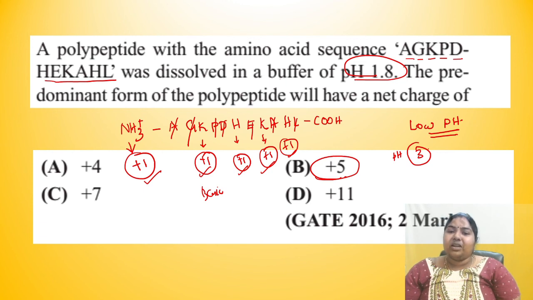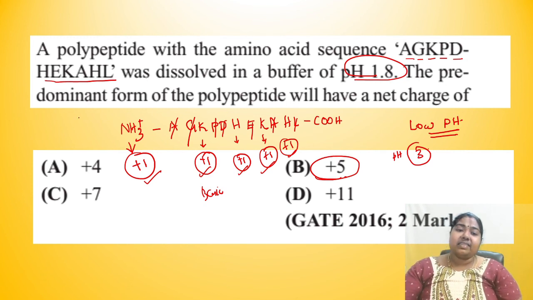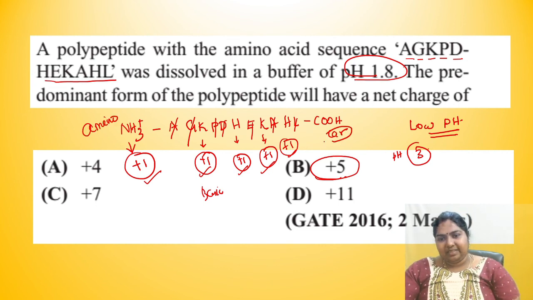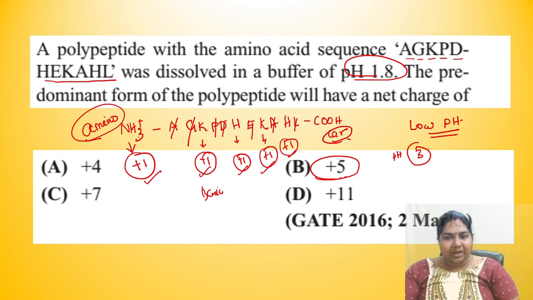So what are the points you should consider? First, you should consider that the peptide is going to contain an N terminus, the amino terminus, and the carboxylic acid terminus. This is why it is called an amino acid. If you take this end, it is going to contain an NH3 plus. At the low pH, we always saw that the NH3 is going to get protonated.